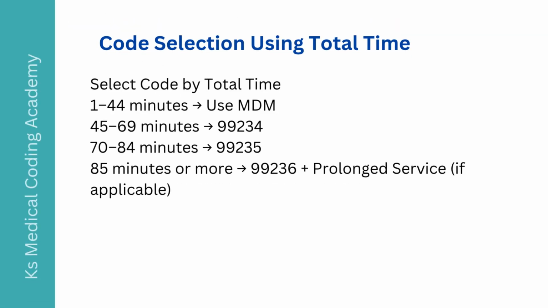CPT also allows physicians to select these codes using total physician time. If total time is between 45 and 69 minutes, report CPT 99234. A total time of 70 to 84 minutes is reported with CPT 99235. When physician time reaches 85 minutes or more, CPT 99236 is reported, and prolonged service codes may also apply depending on payer rules.